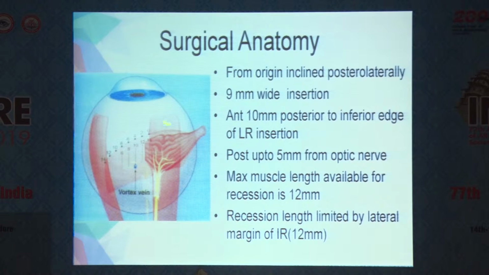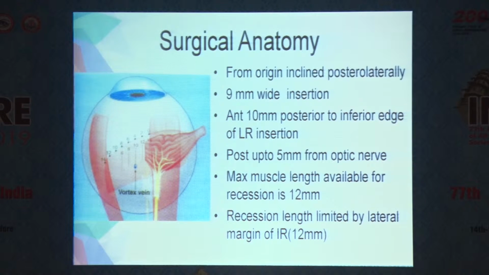And surgical anatomy is again important to understand, as there are a lot of ways you can weaken the inferior oblique. There are multiple legendary people who have described inferior oblique recessions in their name. From the origin it is inclined posterolaterally. It has a large wide insertion, the anterior end 10 millimeter posterior to the inferior edge of the lateral rectus insertion.